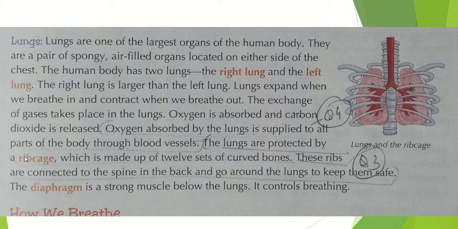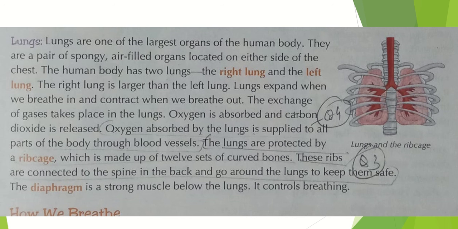The lungs are protected by the rib cage, which is made up of 12 sets of curved bones. These ribs are connected to the spine in the back and go around the lungs to keep them safe. The diaphragm is a strong muscle below the lung. It controls breathing.